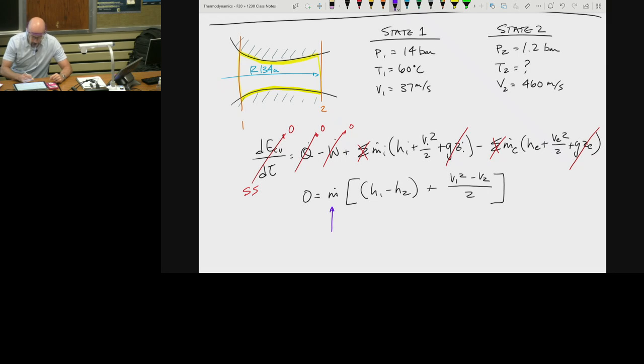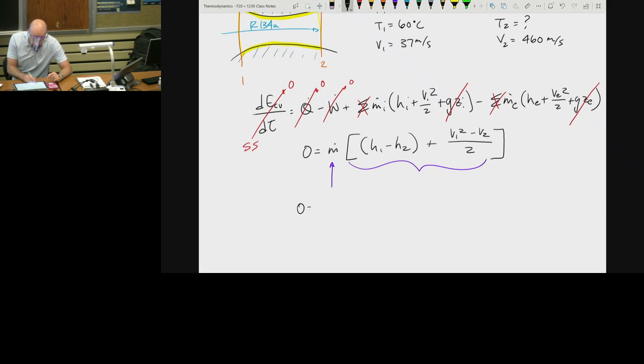We have the same situation that our mass flow rate has to equal 0 or everything in these brackets has to equal 0. We know the mass flow rate's not equal to 0. So we're going to have 0 is equal to H1 minus H2 plus V1 squared minus V2 squared all over 2. And here is where students desperately look at this equation and say, I need to find temperature, and there's no temperature inside of this equation. I can't solve for it. I need to solve for it. But what we have to do here is solve for H2.